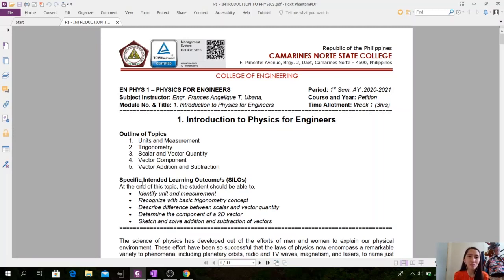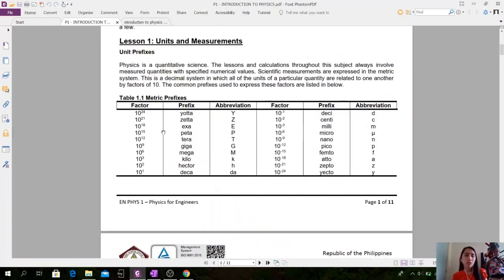So, with that, we'll have some review of these prerequisites before we proceed to the first topics in physics. So, first, let us have units and measurements. Under this, we have the unit prefixes. These prefixes is a decimal system in which all the units of a particular quantity are related to one another by factors of 10. I suppose you are already familiar with this.